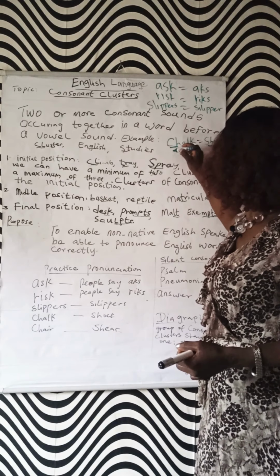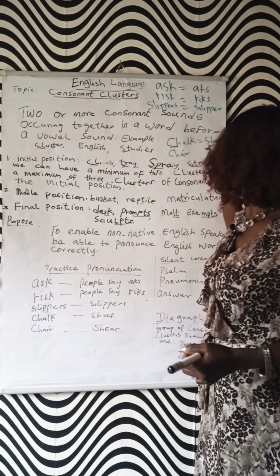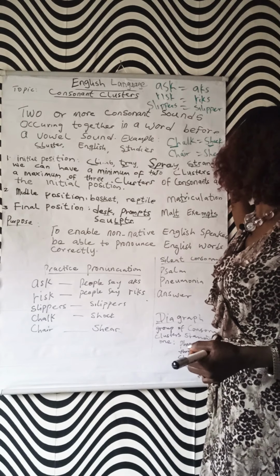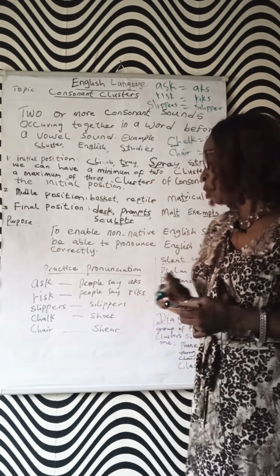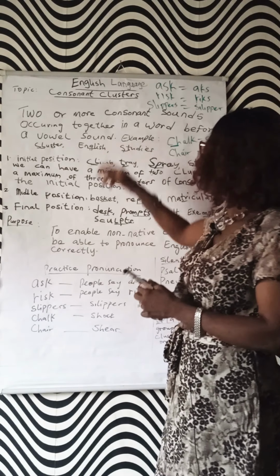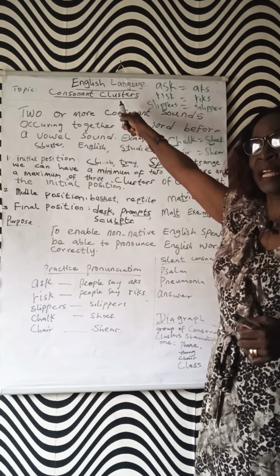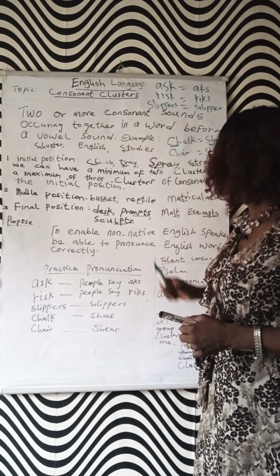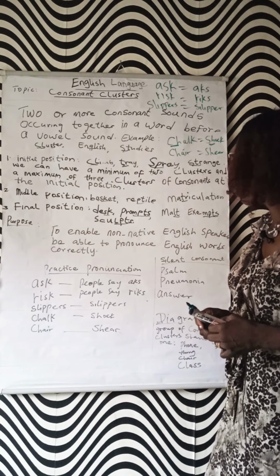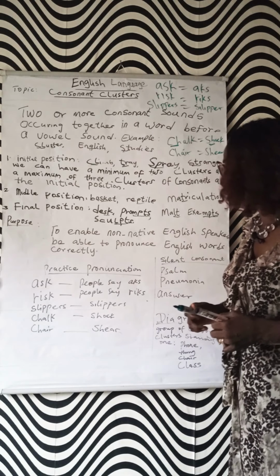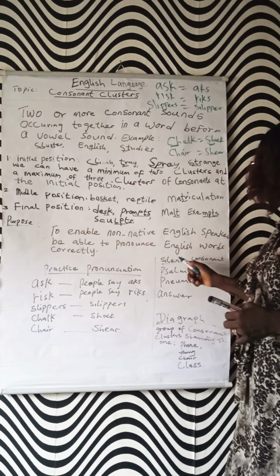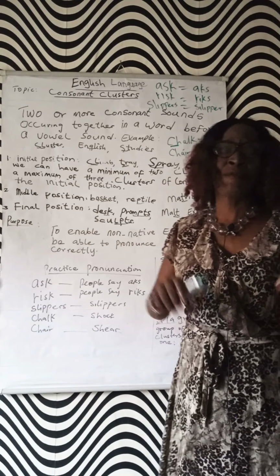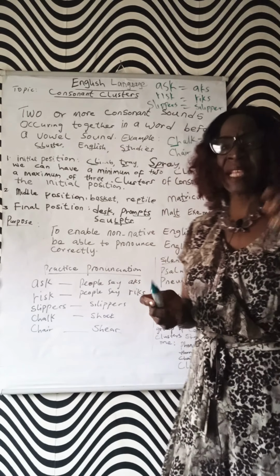Then we have a word like cheer. Some people call it sheer. I brought the sheer in, which is not correct. So that's why I'm saying that learning consonant clusters is very important to us, the non-native English speakers.